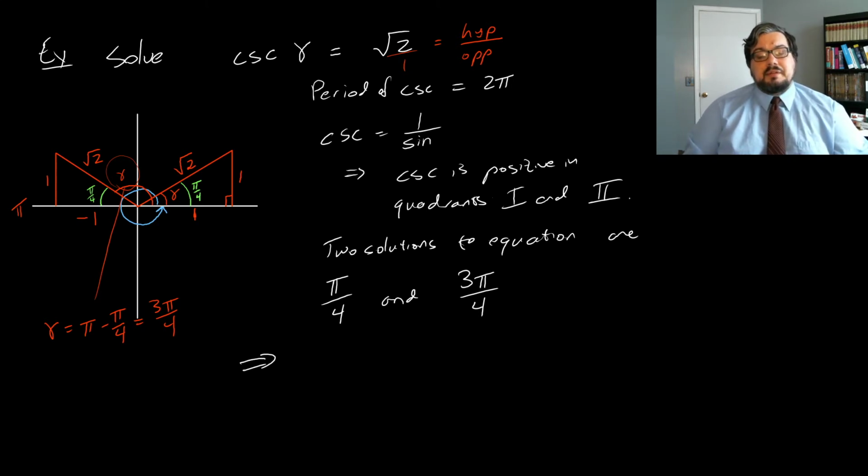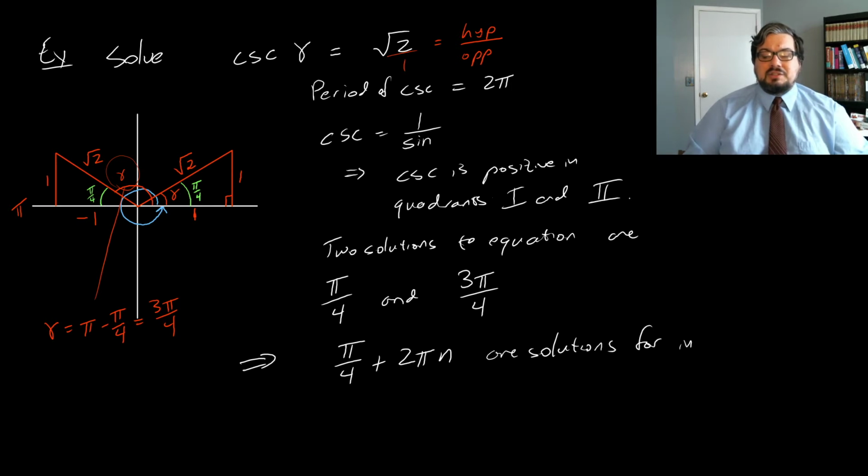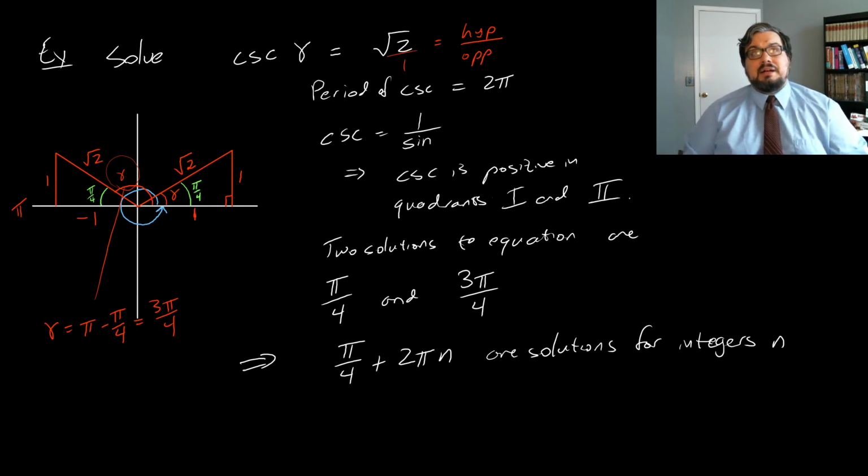So the fact that pi over 4 is a solution means that pi over 4 plus 2 pi n are solutions for integers n. So this means we're going to take pi over 4 and add or subtract 2 pi some number of times. We're either going to add 2 pi n times, or we're going to subtract 2 pi negative n times if n is itself negative.